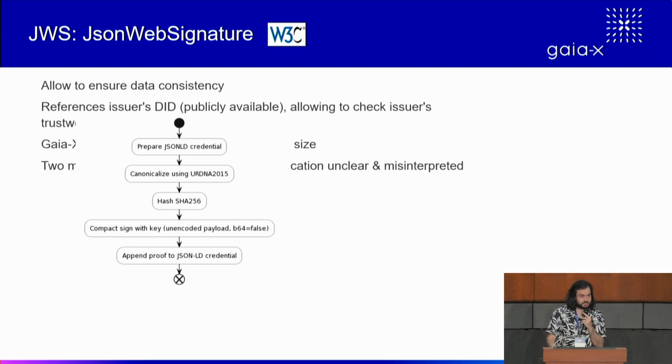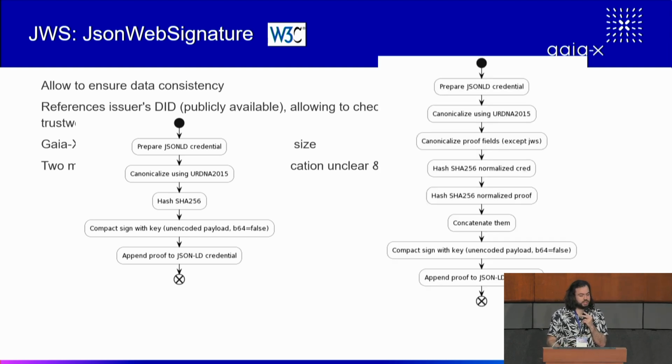But the specs were a bit unclear, and we might have misinterpreted them. So we also have a second way of preparing the data for signature. We still canonize using URDNA 2015. We do canonize the proof fields, except the JWS that does not exist anymore. We hash, we concatenate the credential and the proof, and we sign it. This might look a bit scary.